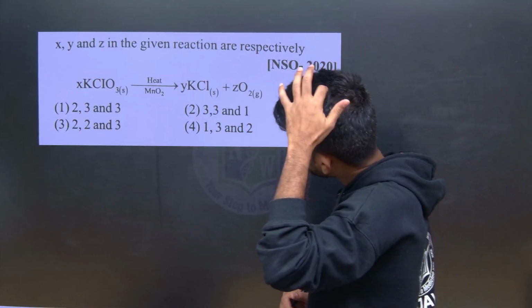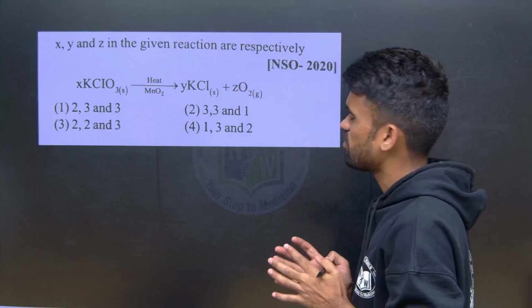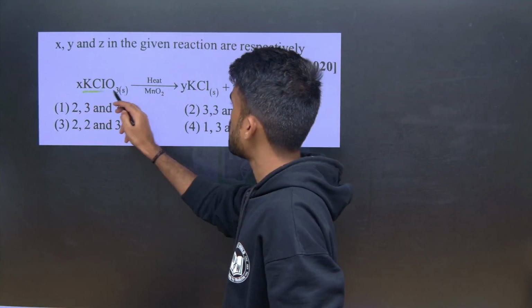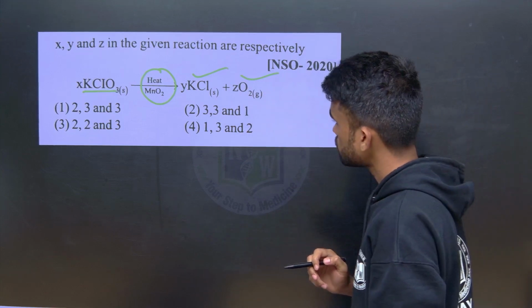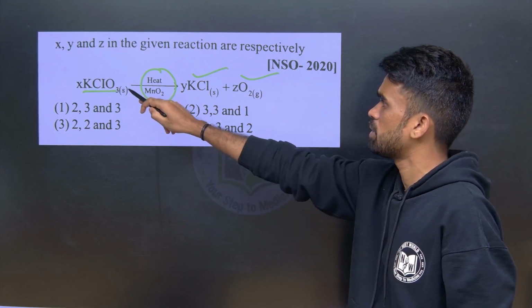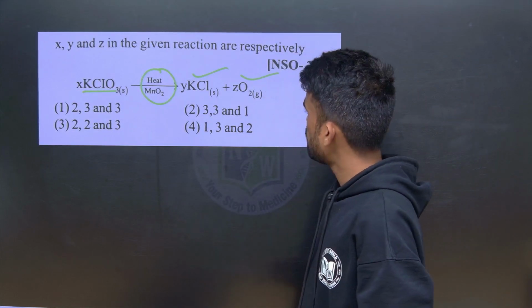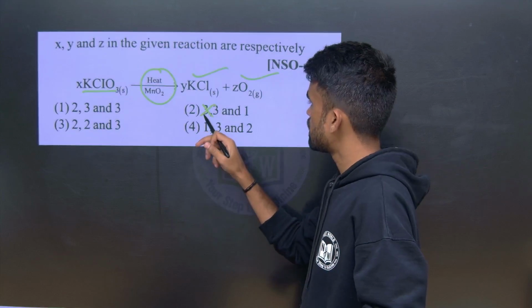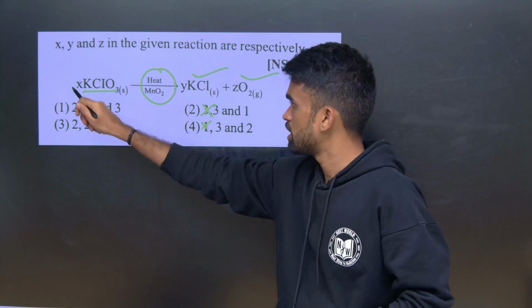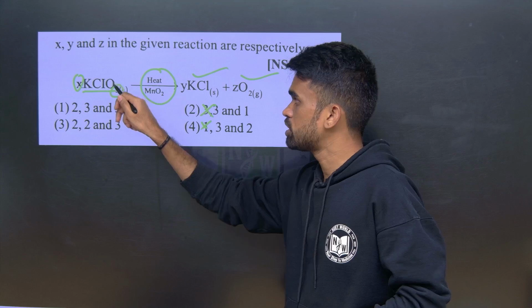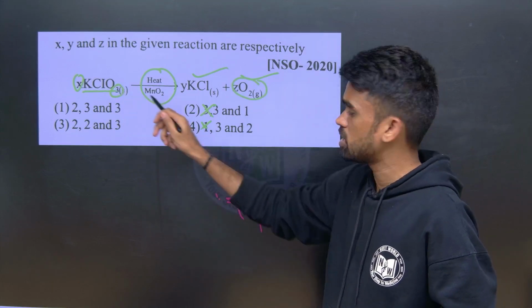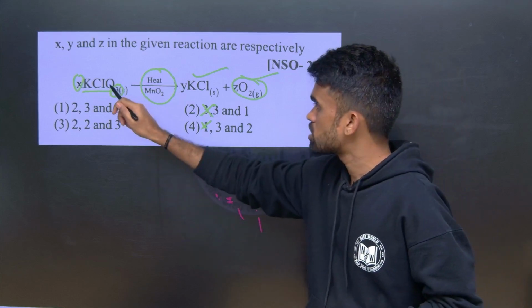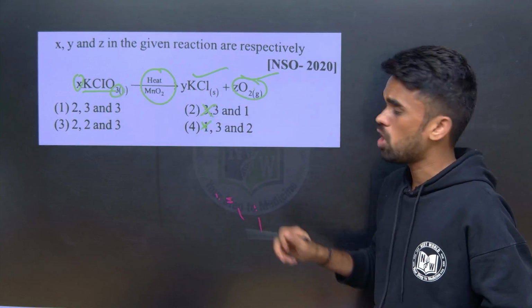Next, find X, Y, Z in the following chemical reaction, very easy. KClO3 upon heating undergoes decomposition and forms KCl plus O2. For this, what are the suitable integers we can put here to balance it? Always remember it cannot be 1 or 3 here. Why? Because here we already have 3. In a decomposition reaction, the oxygen from here converts into a separate oxygen molecule, right?